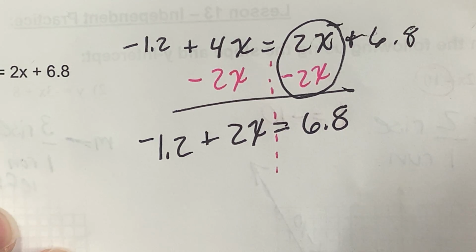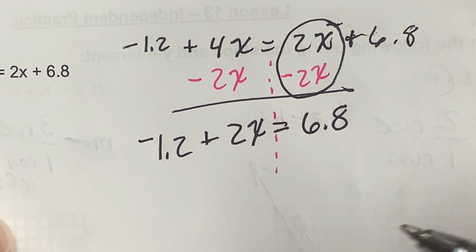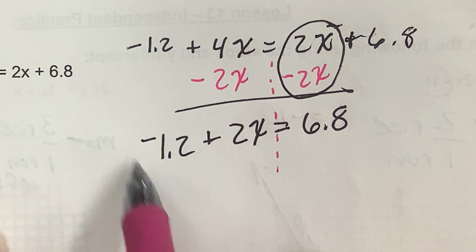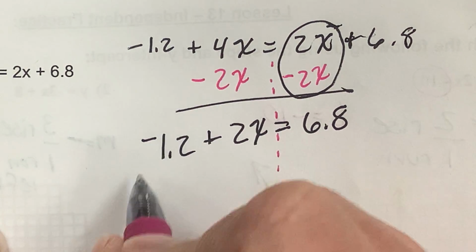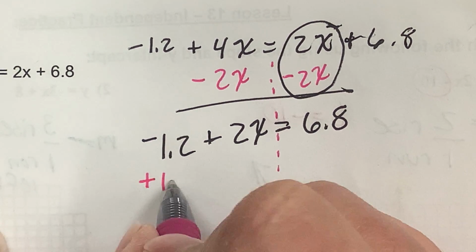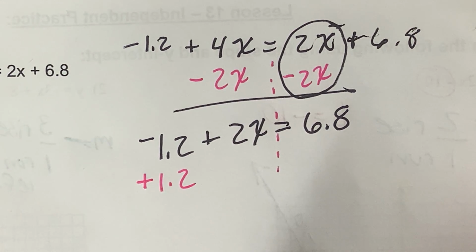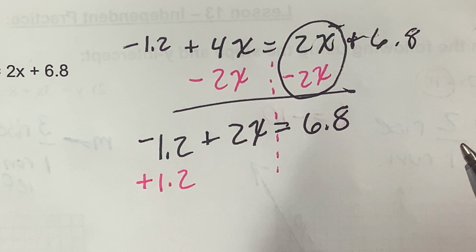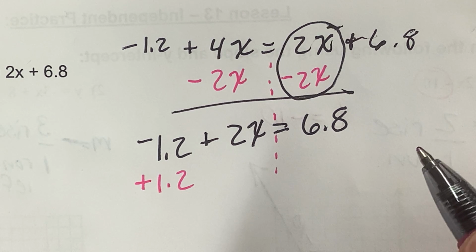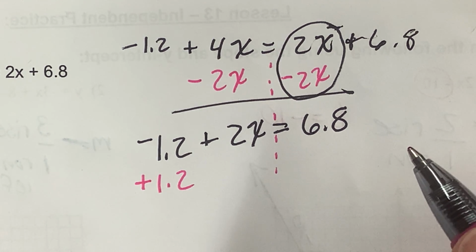All right, now it's just a two-step equation. Once you've combined your like terms and gotten the variables all on one side of the equation, you can solve it like a two-step equation. So do the inverse. The opposite of negative 1 2/10 is positive 1 2/10. And when I say do the opposite, I mean completely opposite, even opposite of the order of operations.